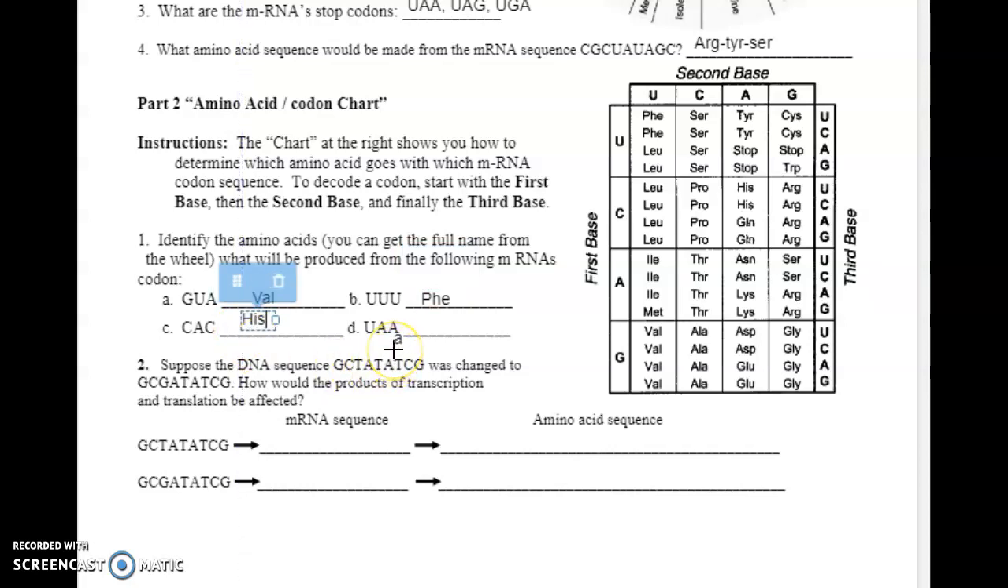And then we have UAA. So we go to U. It's going to be somewhere in this row. A is going to be this column, so where they meet right here in this box. And A, there, so it's a stop codon.